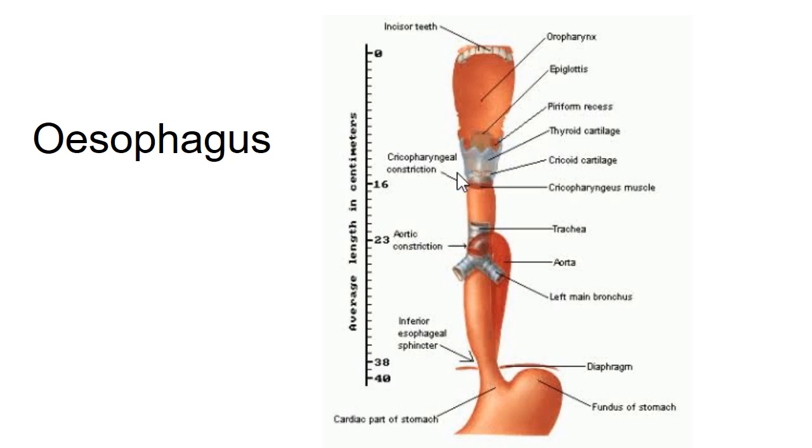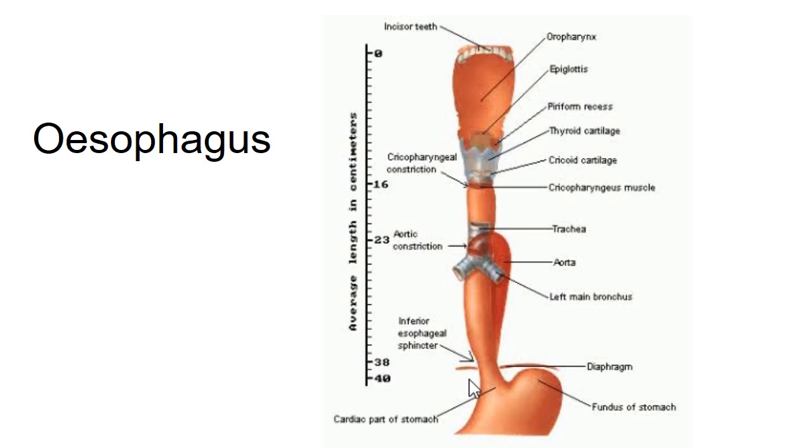I repeat, the esophagus starts at the lower border of the cricoid cartilage. It passes through the superior and posterior mediastinums. It pierces the diaphragm at the level of T10 thoracic vertebra. This opening is known as the esophageal hiatus of the diaphragm. It then ends in the cardiac end of the stomach at the level of the 11th thoracic vertebra.